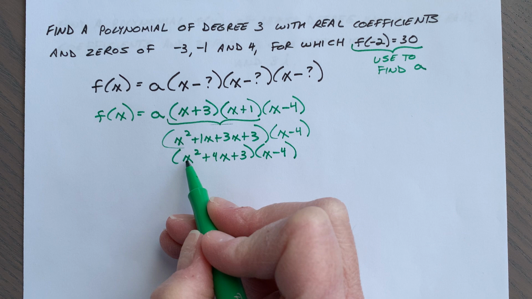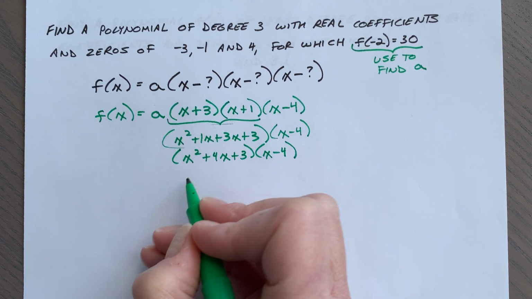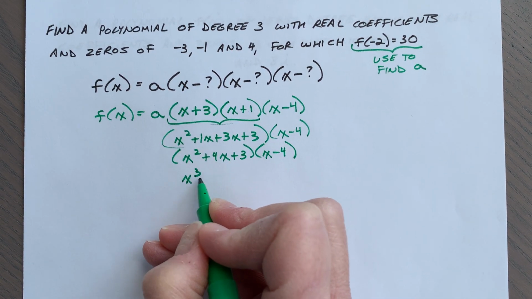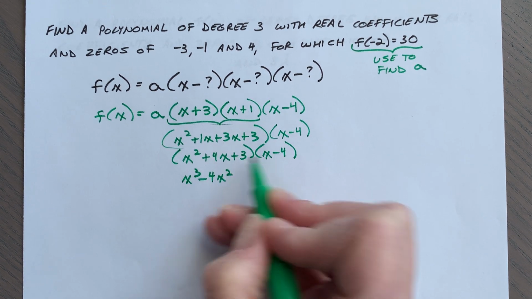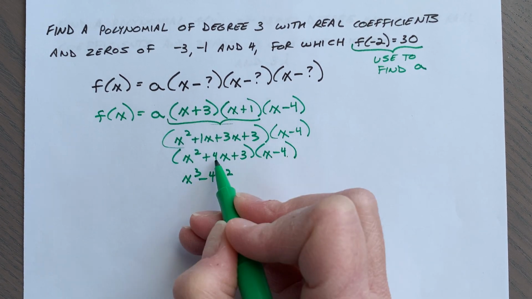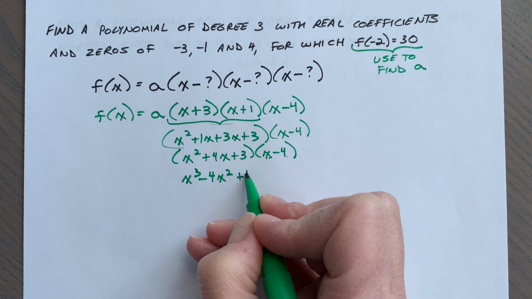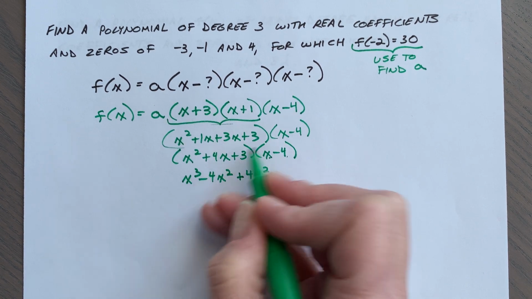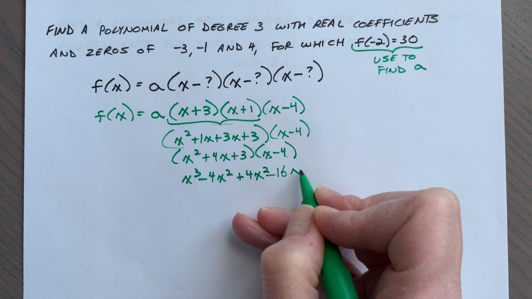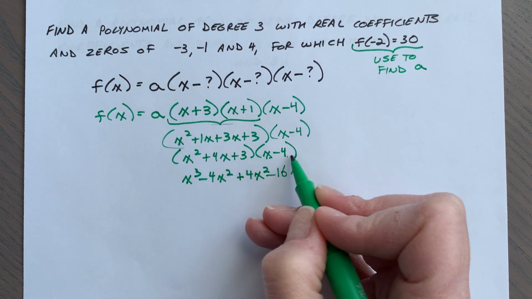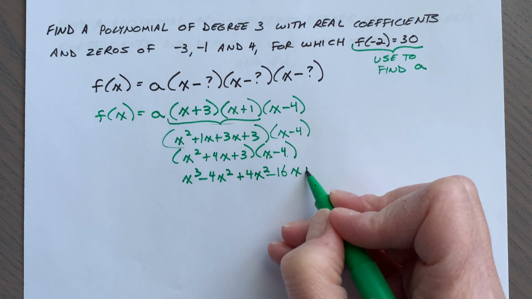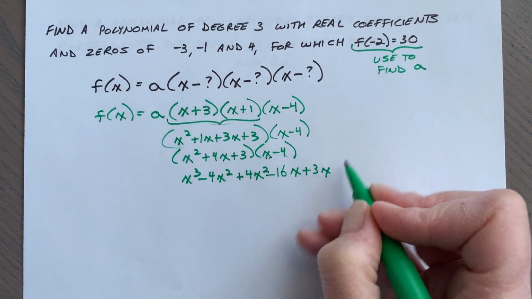So the x squared has to multiply both of these. That's going to give us x cubed minus 4x squared. The plus 4x has to multiply both of these. So that's going to give us plus 4x squared minus 16x. And then the 3 needs to multiply both of these. So that's going to give us plus 3x minus 12.